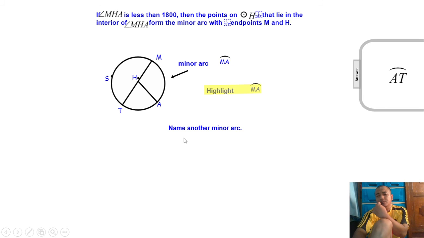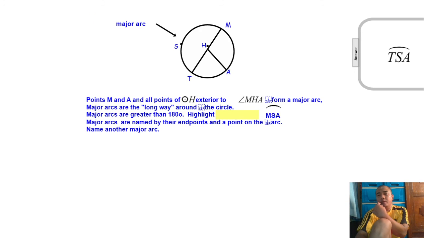Name another minor arc. Arc EA or AT. Yes, because it's less than 180 degrees. A major arc is more than 180 degrees, so we use 3 letters in naming them. Name another major arc aside from arc MSA. Yes, arc MSA is more than 180 degrees but less than 360 degrees. Name another major arc. Arc TSA. Use 3 letters.